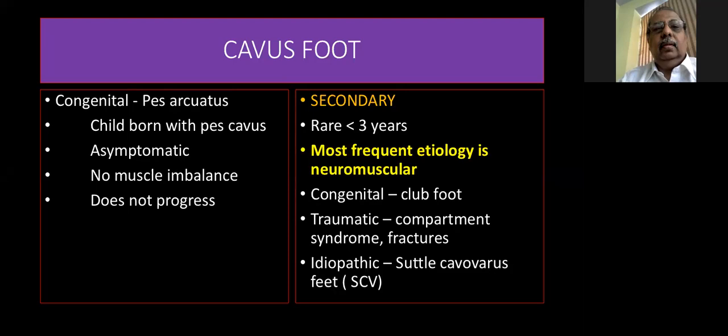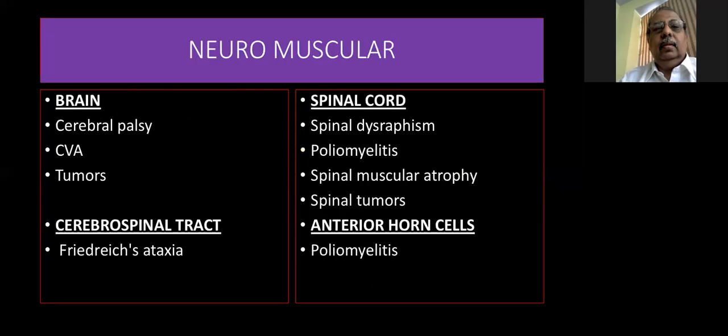Congenital clubfoot can produce cavus deformity. Compartment syndromes can produce cavus deformity. Fractures in the foot, especially of the calcaneum and tarsal bones, can lead to cavus deformity. And then there is an idiopathic condition which has been described, called SCV, or the subtle cavovarus deformity of the foot. Now, since neuromuscular is the commonest cause, what are the conditions coming under that? It can be a cause in the brain, as in the case of cerebral palsy. You remember only one, cerebral palsy. Or it can be in the corticospinal tract, as in the case of Friedreich's ataxia.